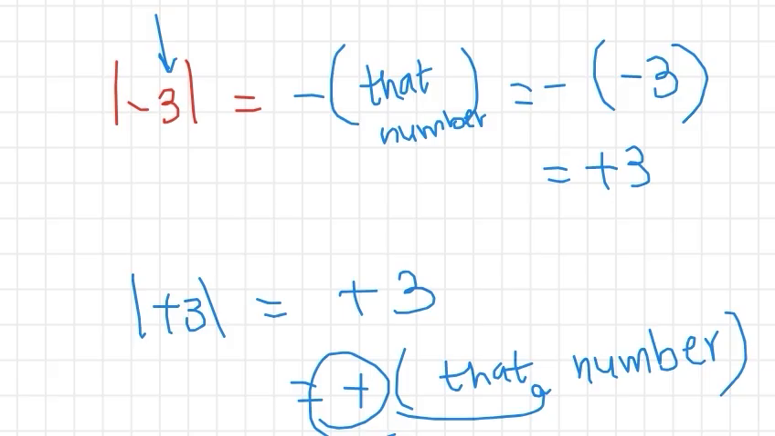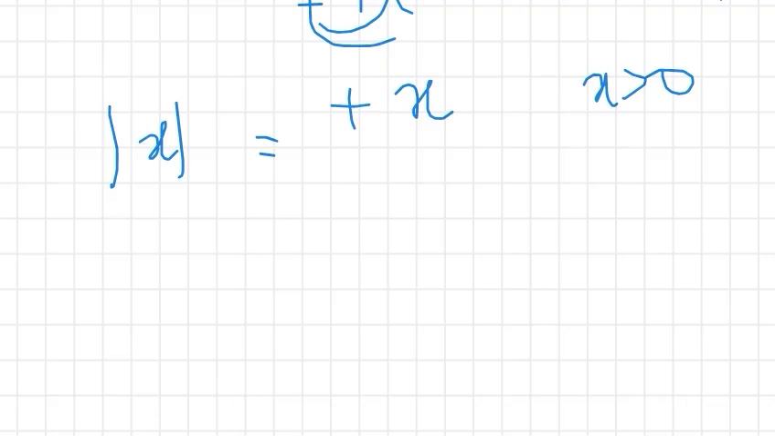What's inside? Negative of what's inside. For positive, positive of what's inside. Do you understand? So if I were to generalize this, let's say the absolute value of x will be positive x if x is greater than 0. Correct? Positive number. If x is a negative number, how will this absolute value sign open? As what?